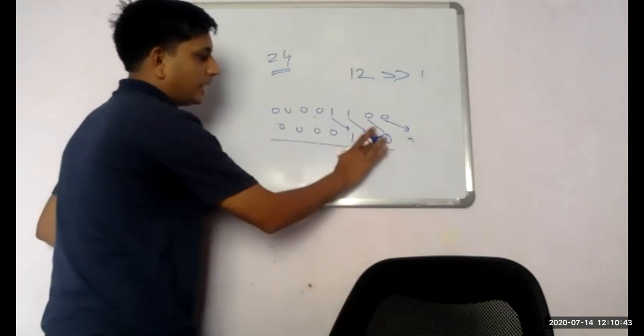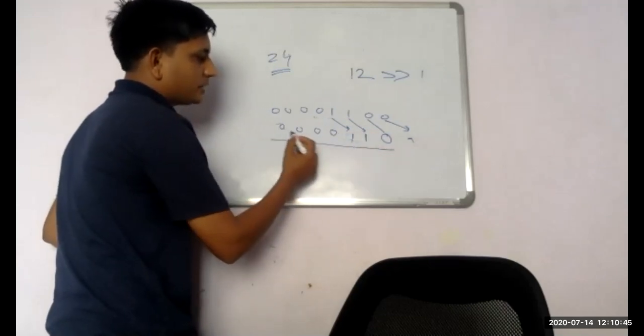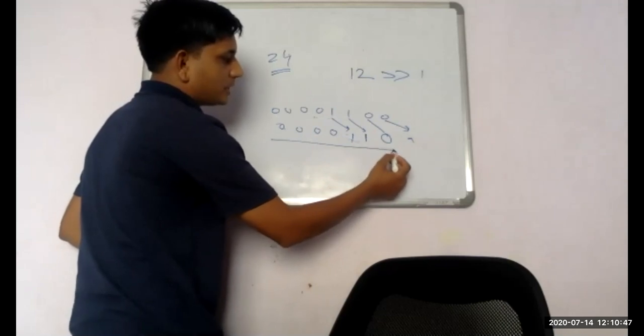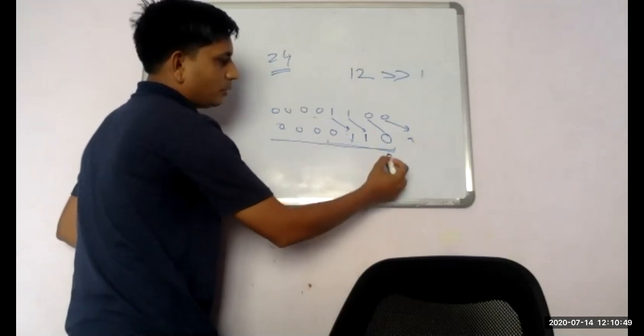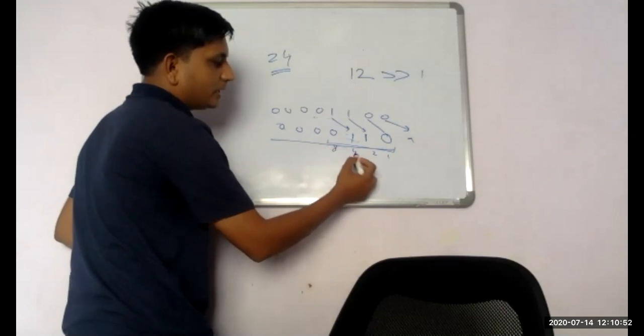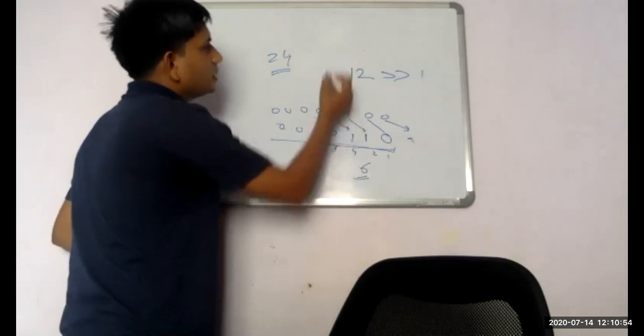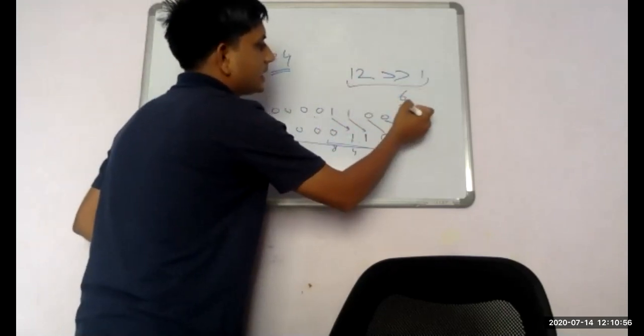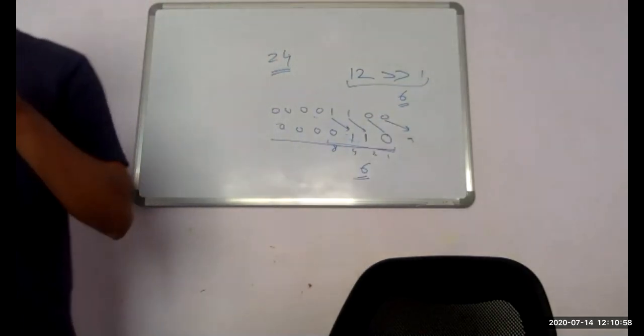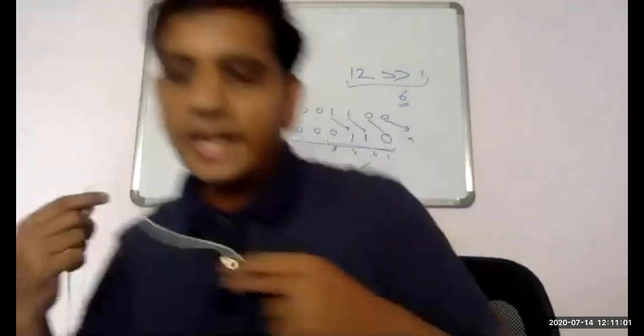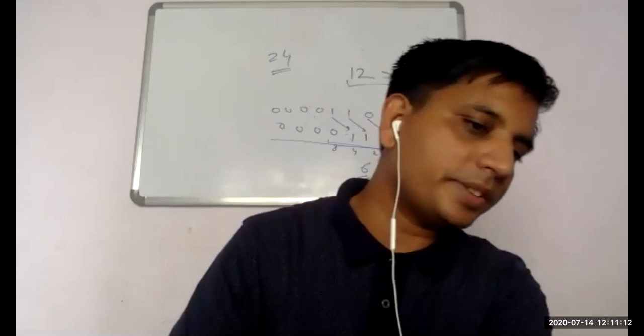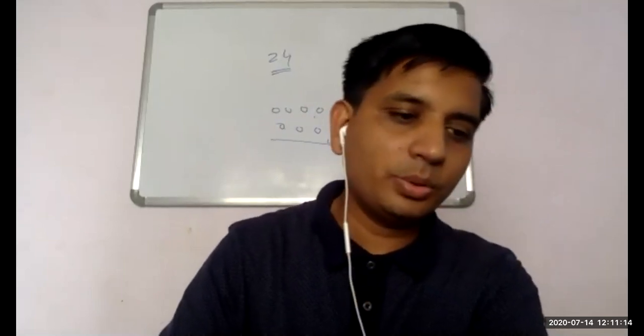So what is the answer here? It is 0, 0, 0, 0 and 1, 1, 0, so 4 plus 2, that is 6. So you can note down here: left shift by 1 means multiply by 2, and right shift by 1 means divide by 2.